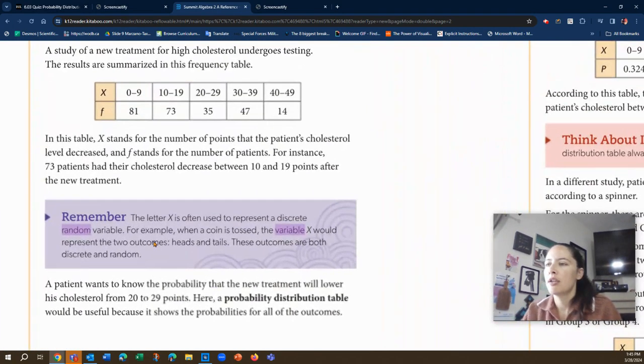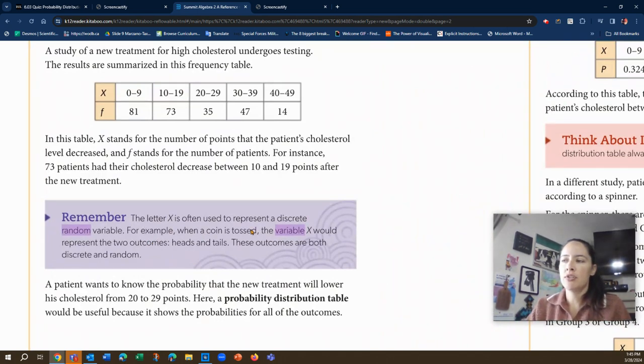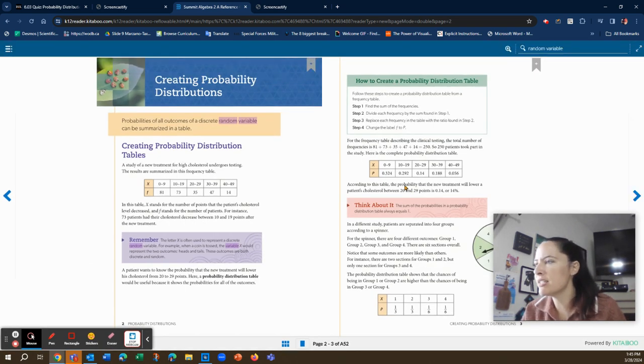Right here, the letter X is often used to represent a discrete random variable. For example, when a coin is tossed, the variable X would represent the two outcomes, heads or tails. They're both discrete and random. So we call it the random variable X. It's just a placeholder for heads or tails, right? So this is a placeholder.